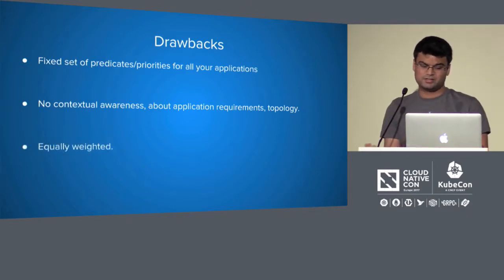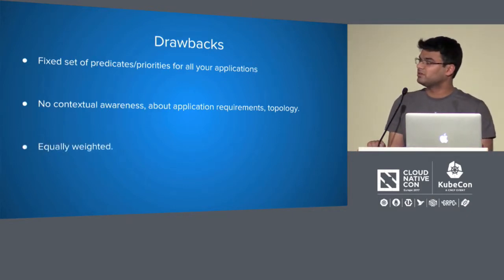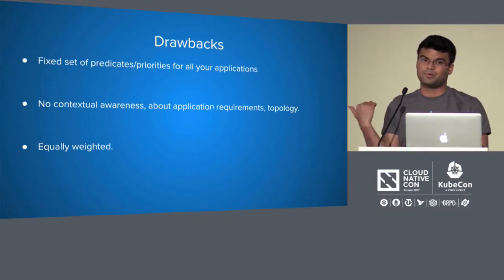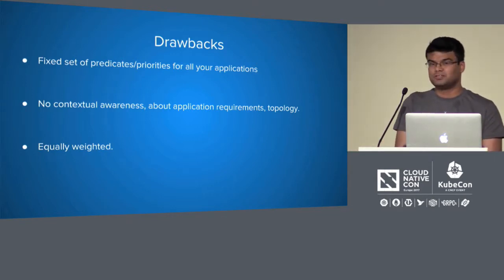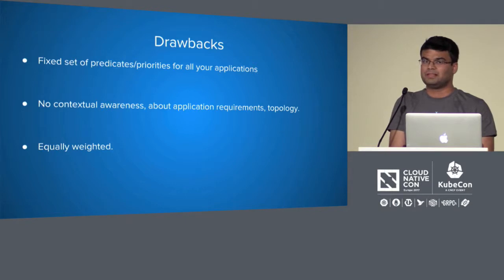And the third one is, as we talked about the weights in the second step of prioritizing the nodes, right now, the way the default implementation works, it takes all the priority functions equally. Everything is weighted as 1. Those are some of the things that the default scheduler is not really handling and can be improved on.